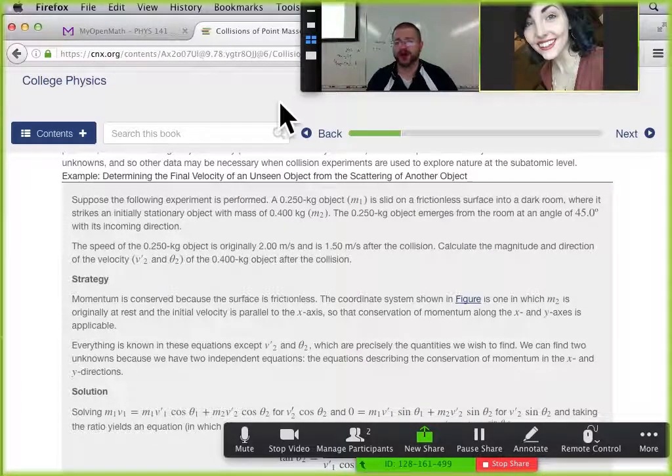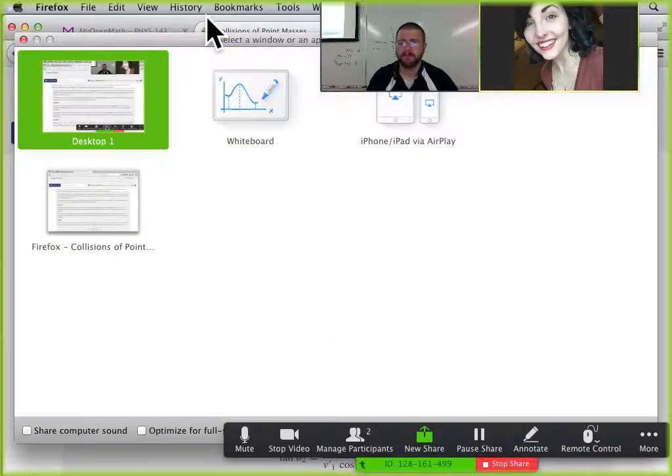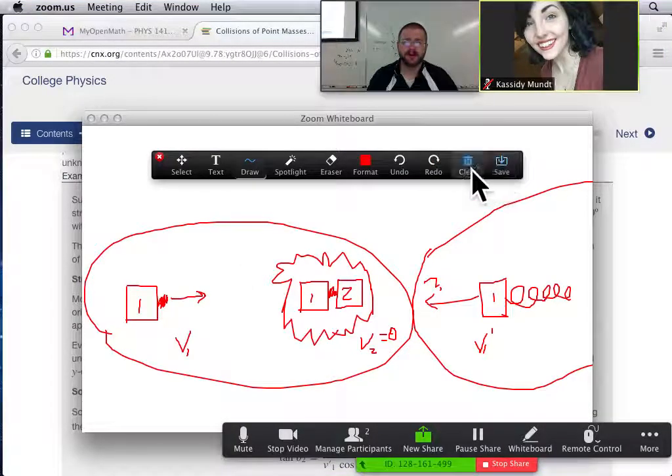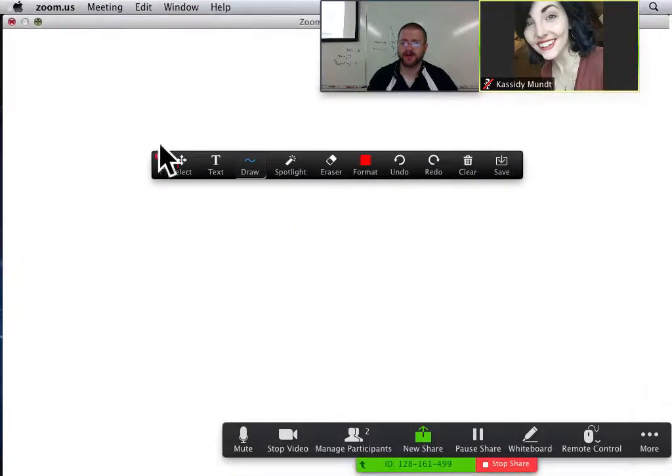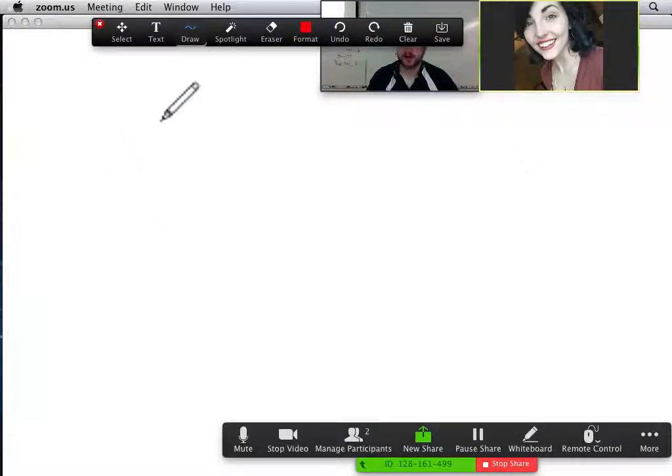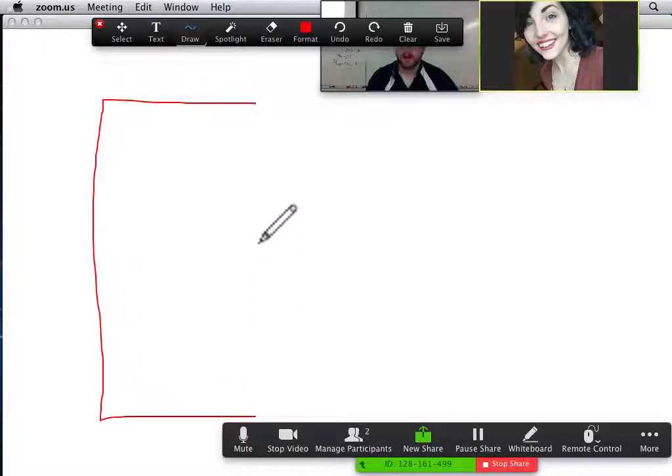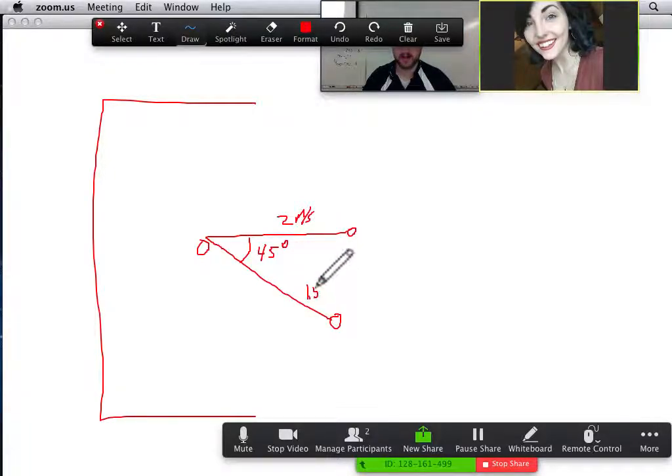So I definitely want to draw a picture for this one. Let's make our dark room. So here's our dark room, and here's our object inside the dark room, and here's our object outside the dark room. And outside the dark room, we shoot this object in, and then it comes out like this, right? Goes in at 2 meters per second, comes out with this 45-degree angle, and 1.5 meters per second.